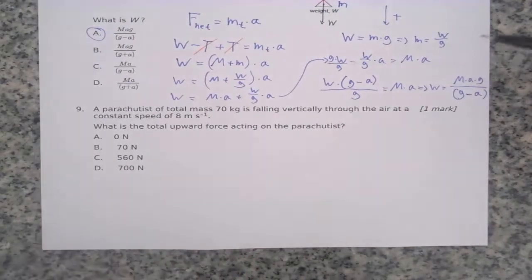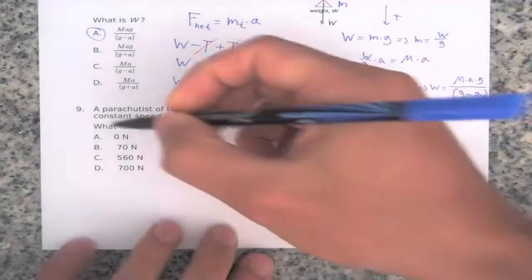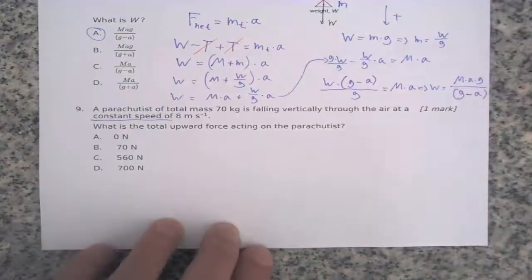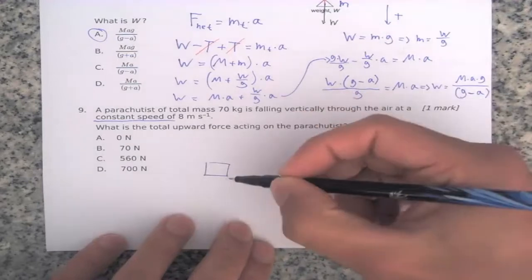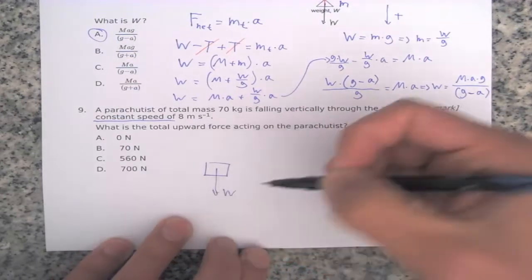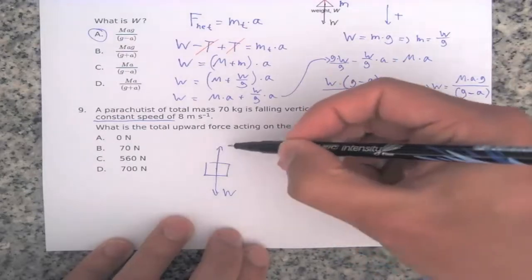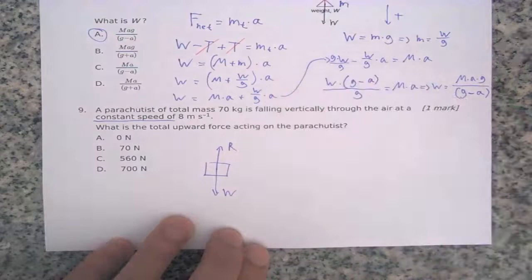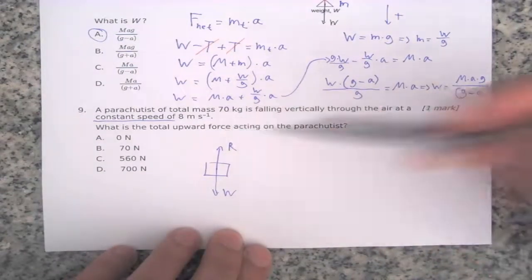It says that we have a parachutist of total mass 70 kilograms falling vertically through the air at a constant speed of 80 meters per second. What is the total upward force acting on the parachutist? So here, of course, you have to create a free body diagram to visualize the situation. You have the W, the weight of the parachutist, and also the air resistance force. Let's call it R. And this is the force we're looking for, the upward force.